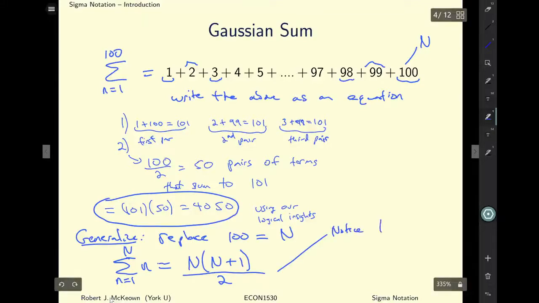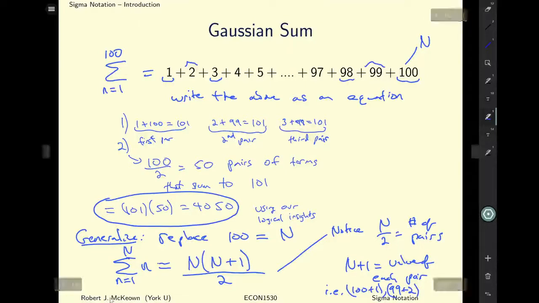Notice N over 2 is the number of pairs. What else can we notice from this? N plus 1 is equal to the value of each pair. So that was, for example, 100 plus 1, 99 plus 2, and so on. And so there is our Gaussian sum, a formula or an equation for a Gaussian sum.